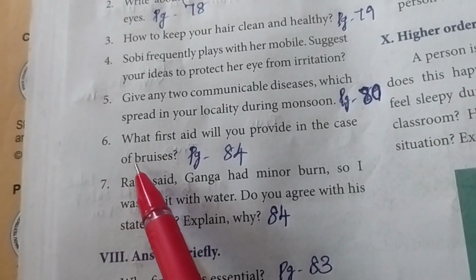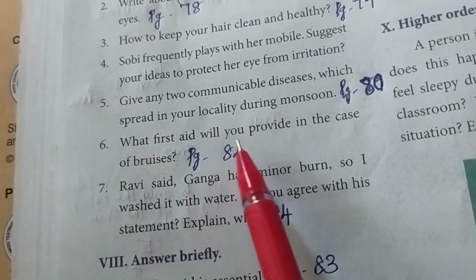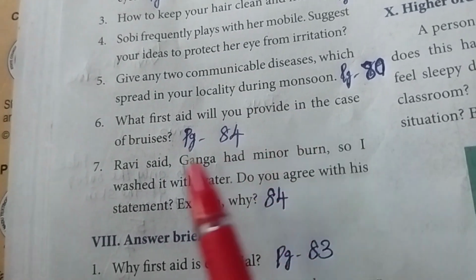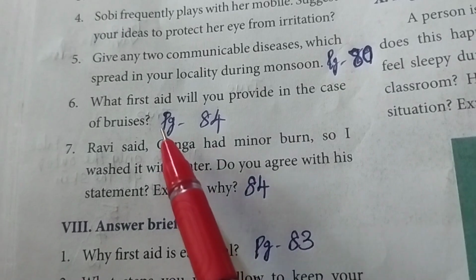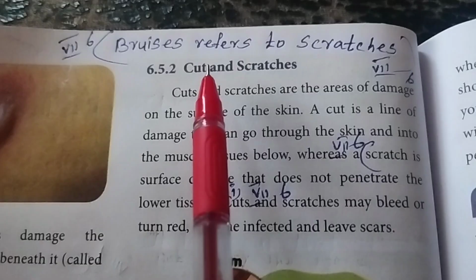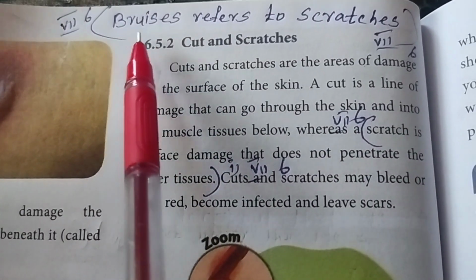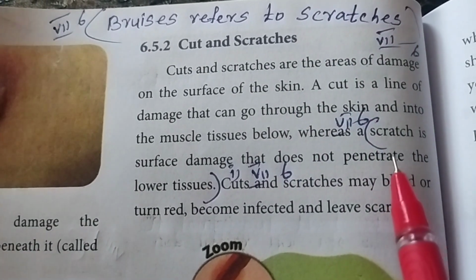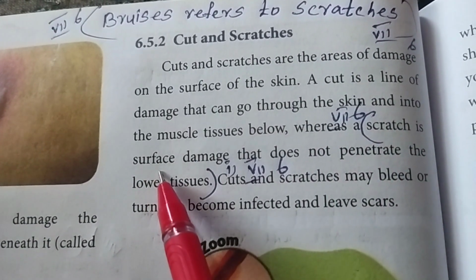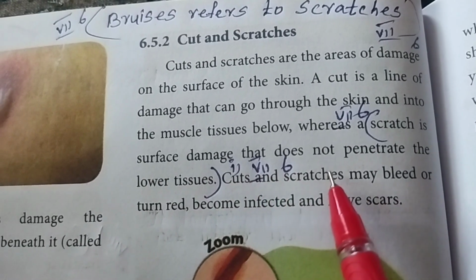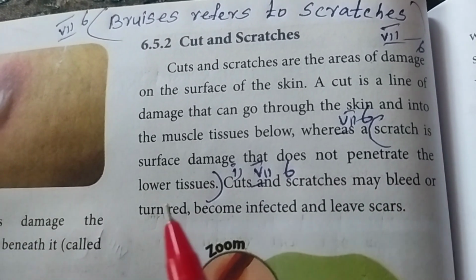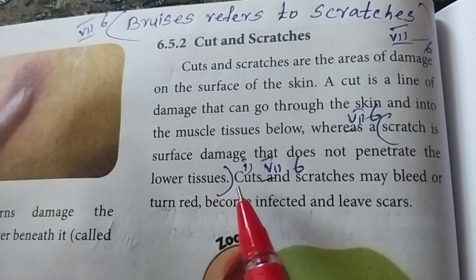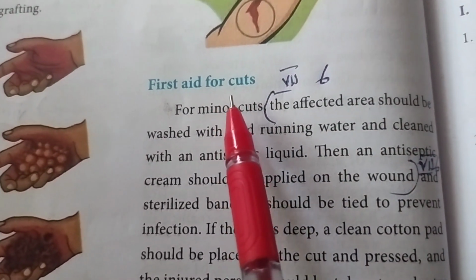6th one, what first aid will you provide in case of bruises? Take page number 84. First point, write down: bruises refer to scratches. Next one is, scratches is the surface damage that does not penetrate the lower tissue. Write this, then next paragraph, first aid for cuts.